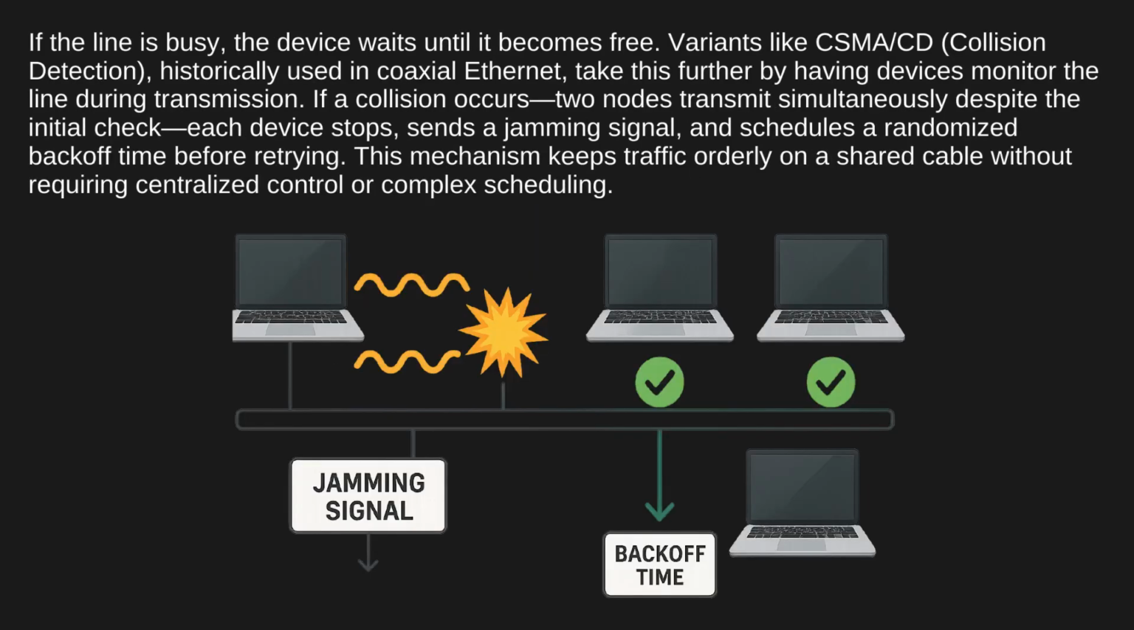Variants like CSMA with CD, collision detection, historically used in coaxial Ethernet, take this further by having devices monitor the line during transmission. If a collision occurs, meaning two nodes transmit simultaneously despite the initial check, each device stops, sends a jamming signal, and schedules a randomized back-off time before retrying. This mechanism keeps traffic orderly on a shared cable without requiring centralized control or complex scheduling.